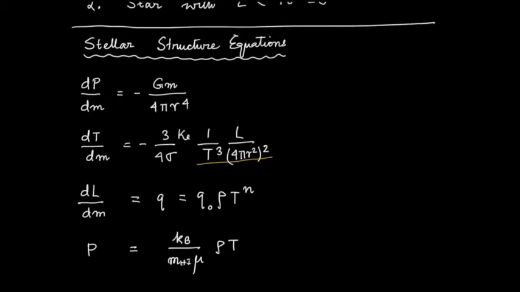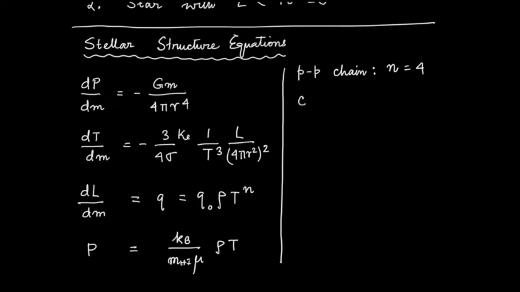Let me give you an idea about n to start with. As I said, n will depend on different nuclear reactions. One such reaction is called the pp chain. I request you to look at what these different chains are. The pp chain is a set of nuclear reactions which happens in many of the stars. So n is equal to 4. It will depend on T to the power 4.